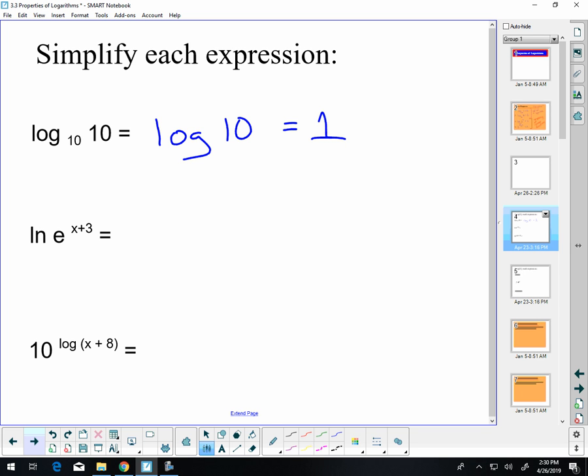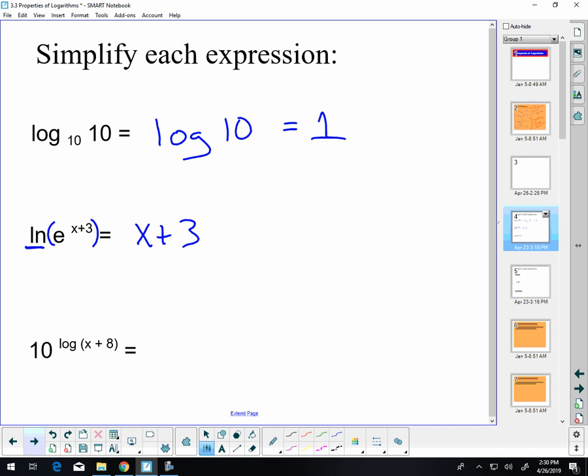Now, the second two are a little more interesting, and they get at properties 3 and 4. So I've got this natural logarithm here with an input that is the natural exponential function. So I've got a natural exponential function base e being used as the input into a logarithm base e. Those two functions are inverses. Exponential function base e, logarithmic function base e. So I get an answer of x plus 3. They undo each other, and I get back what I started with.